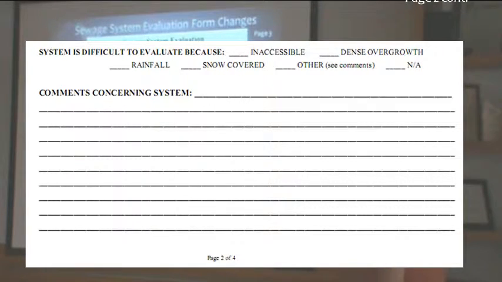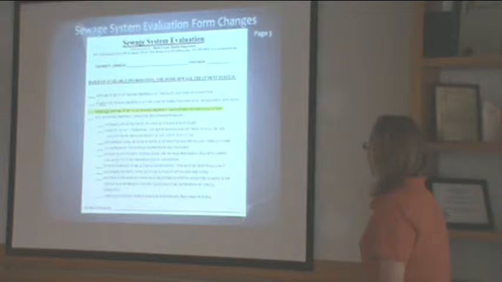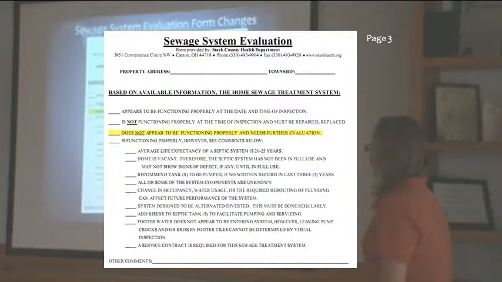Third page, we added in, does not appear to be functioning properly and needs further evaluation. So you can use that at your discretion if you think there's an issue, you need us to go out and look at it, or you're just a little suspicious of it. But it's not obviously failing, you can mark that. Everything else is the same.